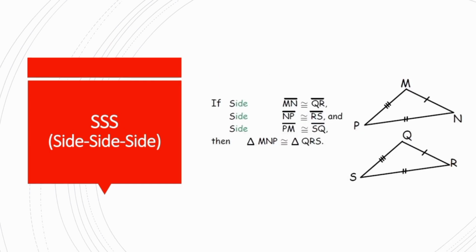For example, given triangle MNP and triangle QRS, as we can observe in the illustration, line segment MN is congruent to line segment QR. Line segment NP is congruent to line segment RS, and line segment PM is congruent to line segment SQ. Therefore, we can say that triangle MNP is congruent to triangle QRS.